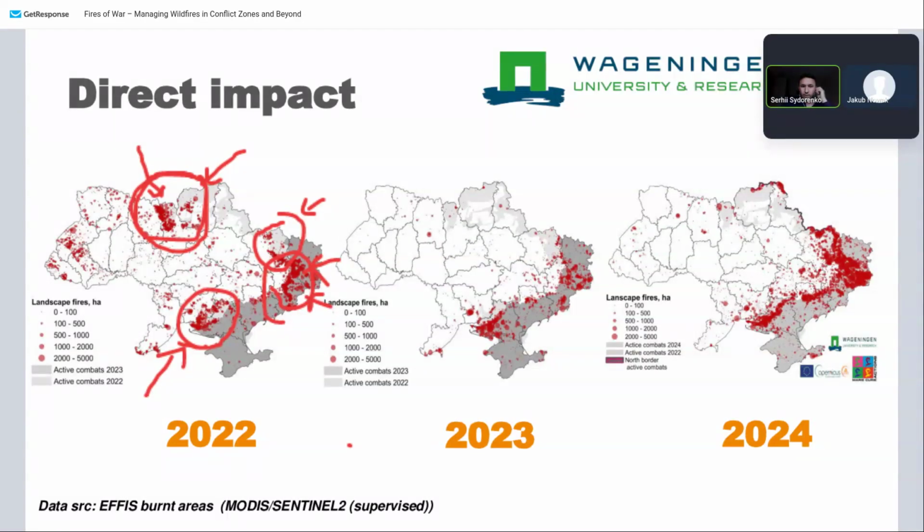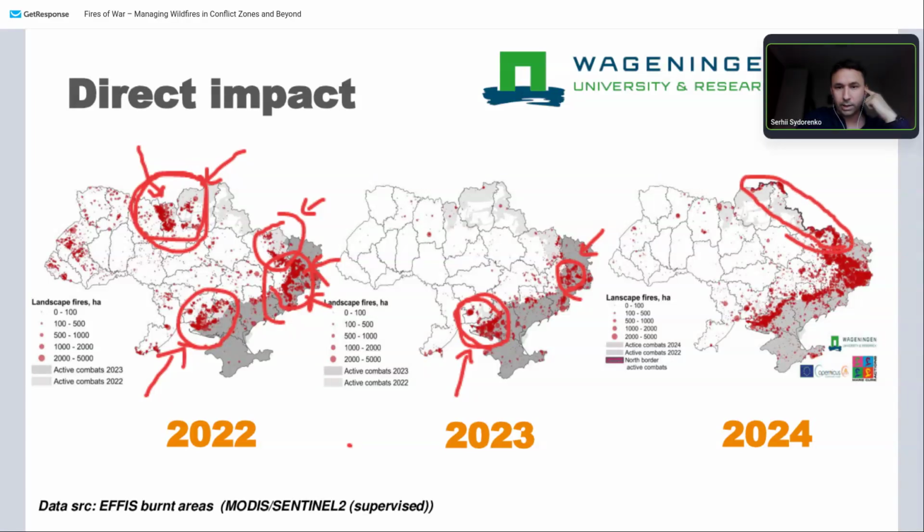And in 2023, we also see that most of the fires occur in the zones where the most intensive combats take place, also the east and south parts of Ukraine. And 2024 was a quite interesting year. The wildfire situation was shaped not only by military action, but also by weather conditions, and we will talk about that a little bit later. You also see that the front line was extended to the northeastern part of Ukraine.